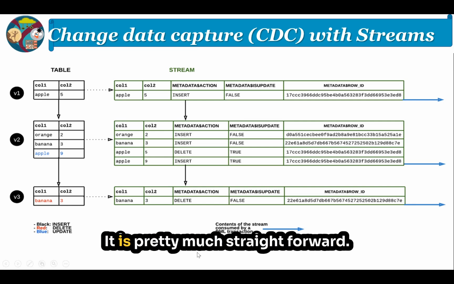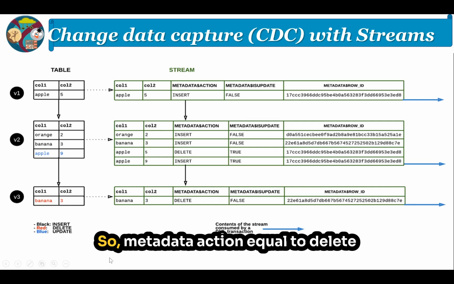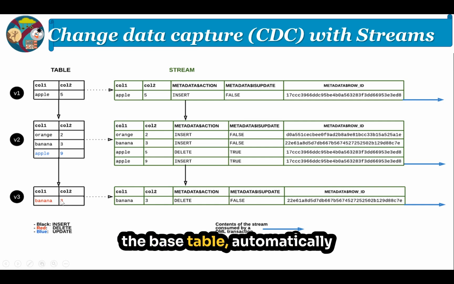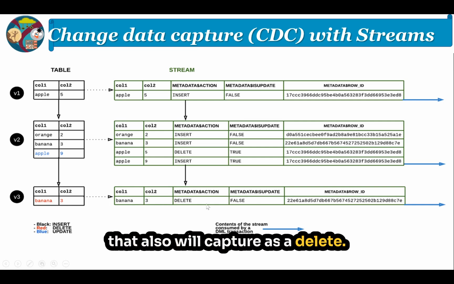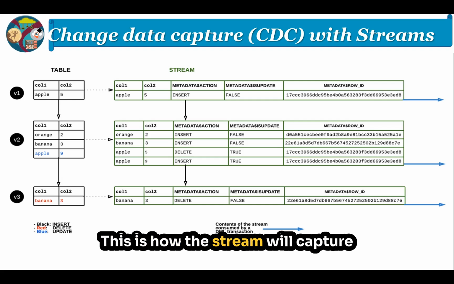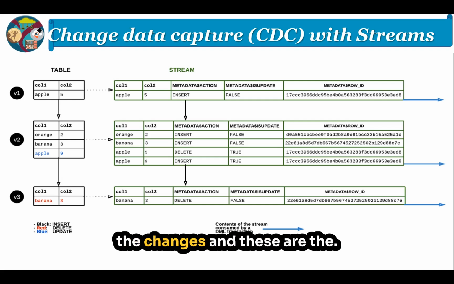And deleted ones, it is pretty much straightforward. Metadata action equal to delete and metadata is update is false. If you delete something from the base table, that also will automatically be captured as a delete. It won't make any difference here. The only difference is for update. Whenever you are updating something in the Snowflake table, that update will be considered as two operations. One is delete the existing one, insert the new one.